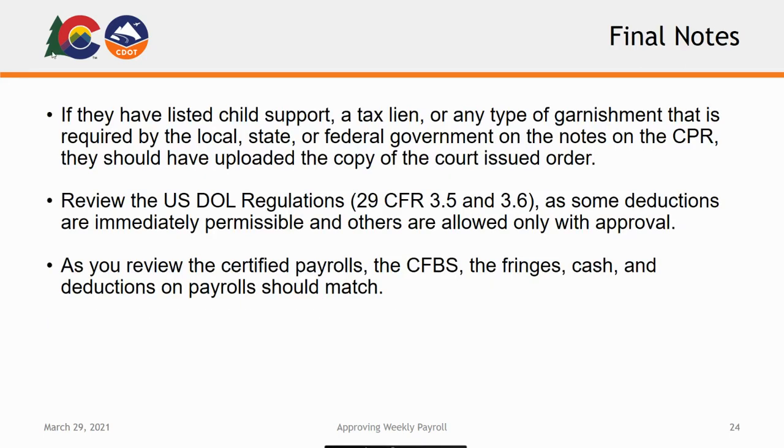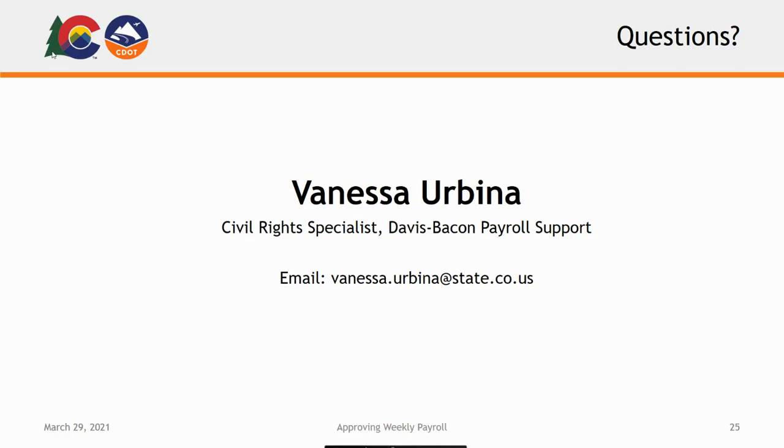Any type of garnishment that is noted in the Other deduction notes must have an uploaded document in the eDocuments. You will also review the US DOL Regulations 29 CFR 3.5 and 3.6 to verify permissible deductions, as well as if a deduction needs an approval from the US DOL. As you review the certified payrolls, the Contractor Fringe Benefit Statement, the fringes, cash, and deductions on payrolls should match. You can reach out to your region specialist if you have any questions on certified payroll. Thank you.